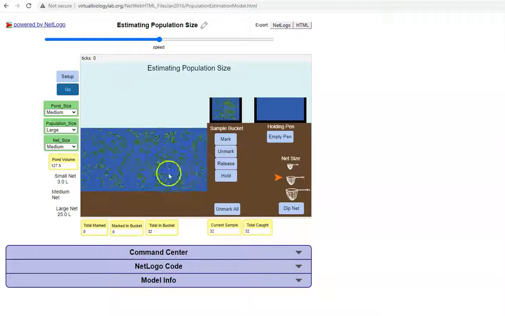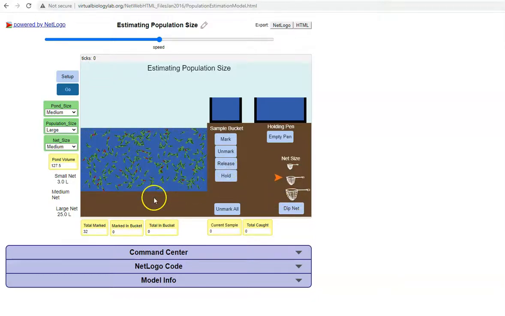So now I need to mark those. You can see that 0 are marked, but 32 are in the bucket. So I'm going to start marking, and I'm going to keep marking every one until I get all of them marked that are in my bucket. So you can imagine that if you had 100 in your bucket, it would take longer. So the big net, you get big numbers in there, so be careful with that. Once I know that I have 32 marked, I'm going to release those back into the population, and now I'm ready to dip my net again.